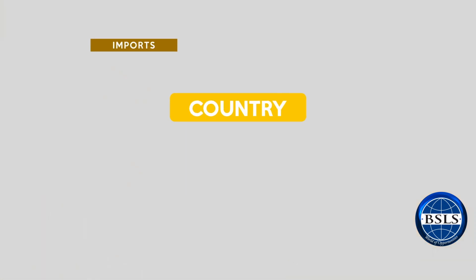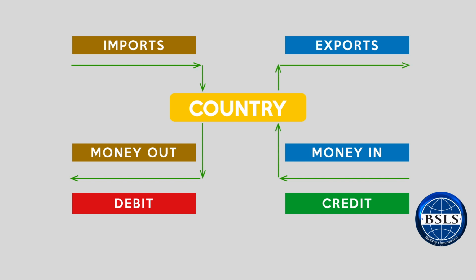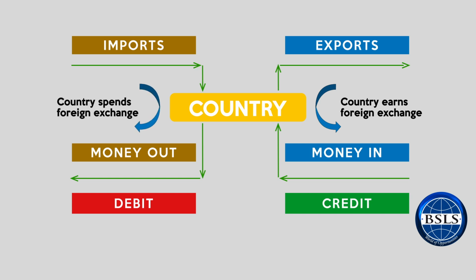Let us understand this through a representation. At any given point in time, a country has both imports and exports. When a country exports its products or sells its products in the outside market, it earns money or it earns foreign exchange. At the same time, whenever a country is importing or buying products from the outside market, they have to spend money or spend foreign exchange. This value difference between imports and exports is referred to as balance of trade.